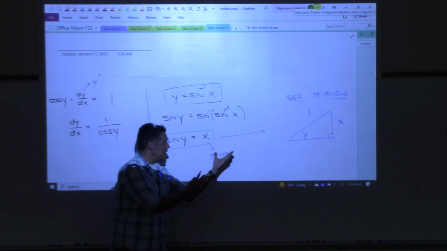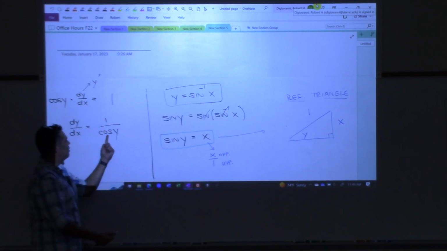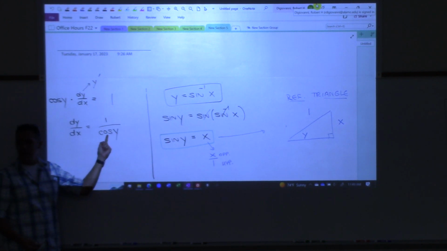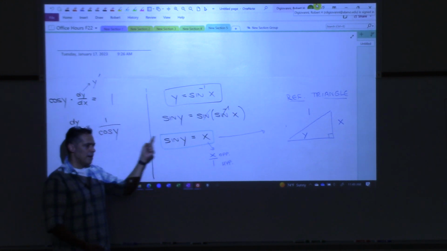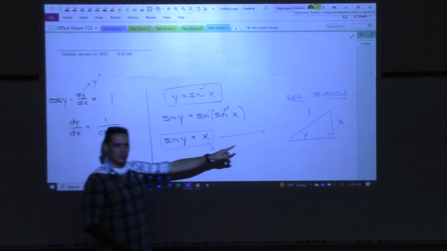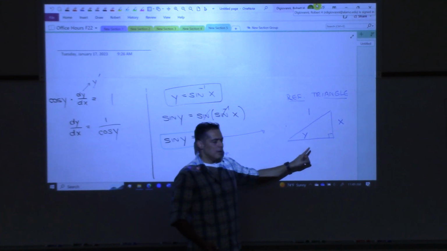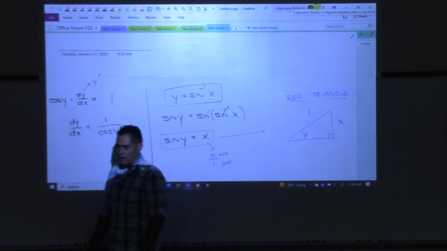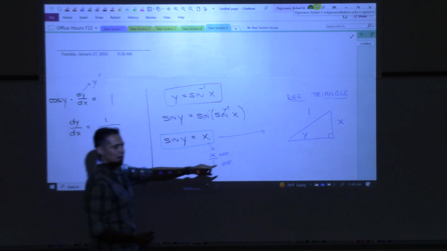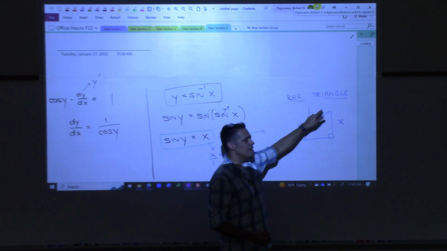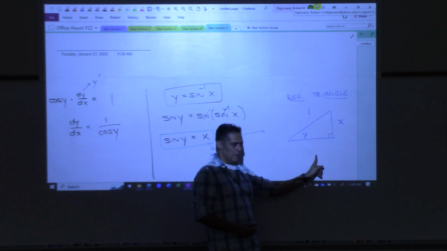Now, why did I do this? Because I want to know what cosine of y is, right? And I know what sine of y is, don't I? So to find cosine of y, I can use this triangle. Cosine, by definition, is which side over which side? Adjacent over hypotenuse. Do I know the adjacent side? Yeah, indirectly I do. It's not explicitly in front of me, but I can solve for this side because I have two sides of the right triangle. I can always solve for the third.